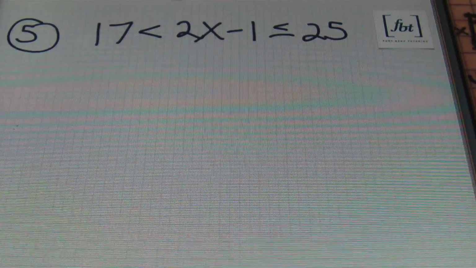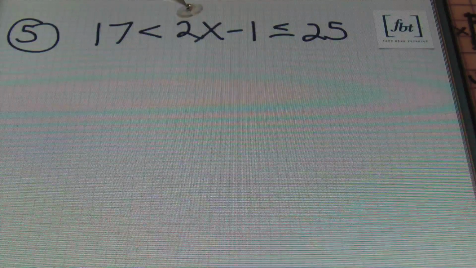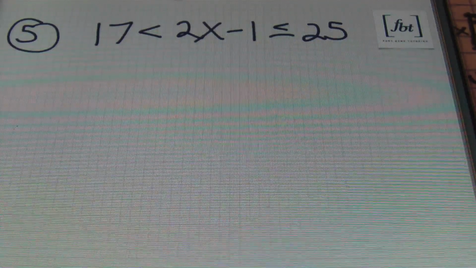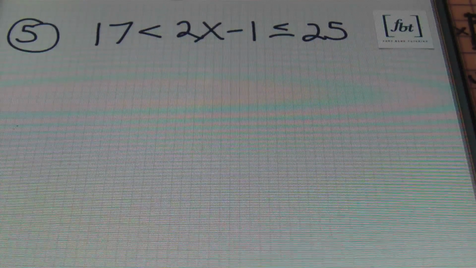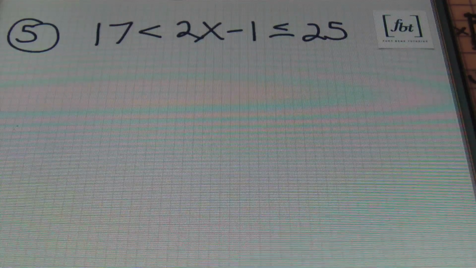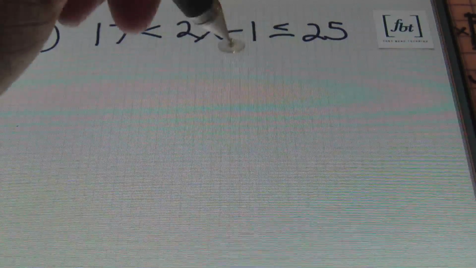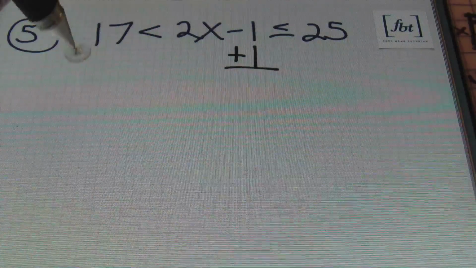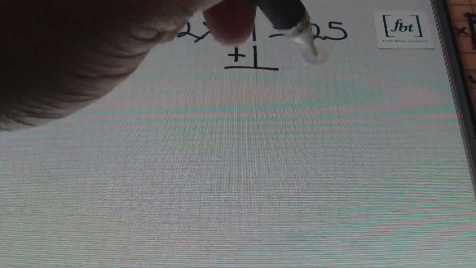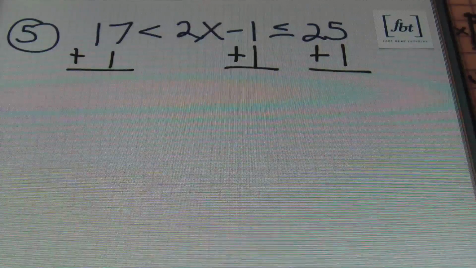So what we want to do is isolate the variable in the middle, and for every property that is used, every step that's used, whatever you do to the middle, you have to do to the left and the right as well. So my first step in isolating the variable is going to be to add 1. That's right. So if I have to add 1 to the middle, I'll need to add 1 to the left and the right as well.